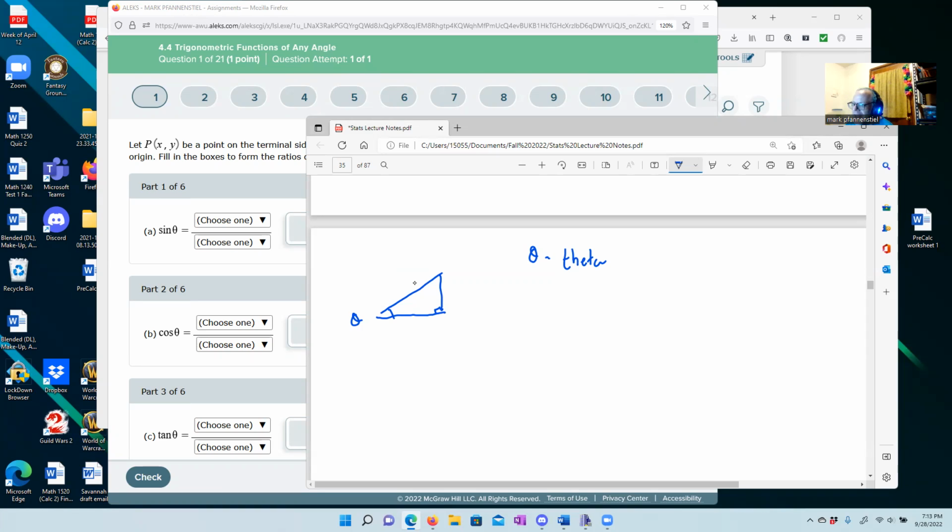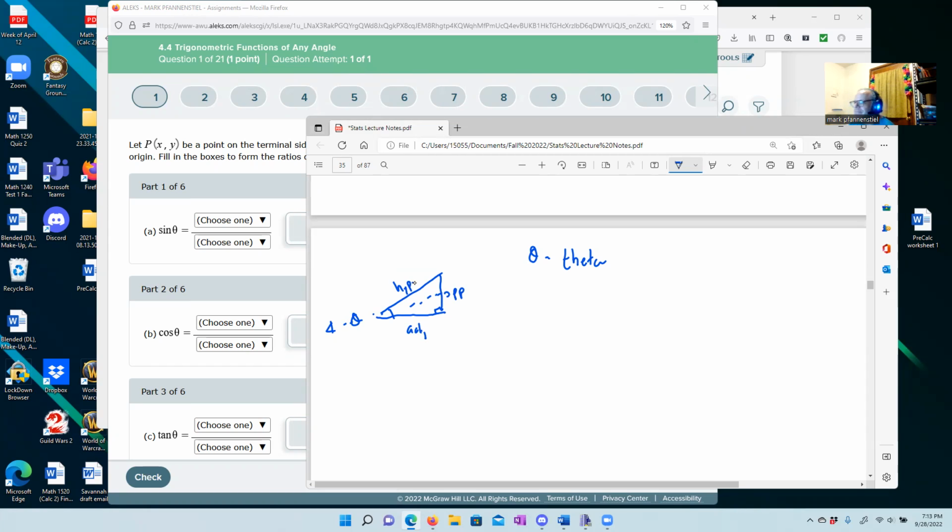Then we're going to be looking at the angle, and the side that is opposite the angle, we're going to call the opposite side. The side that is next to the angle that lies along the same side, we're going to call the adjacent. And of course, we have the hypotenuse, opposite the right angle, always the longest side.